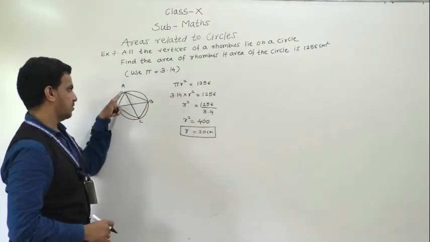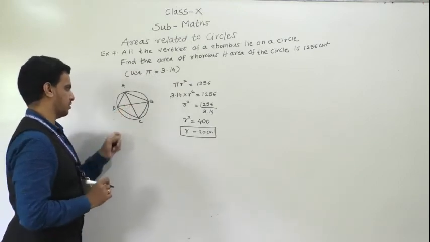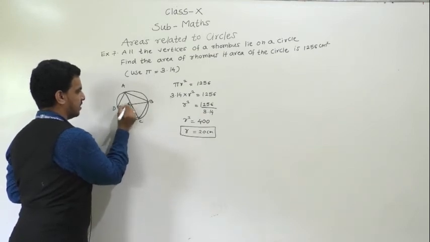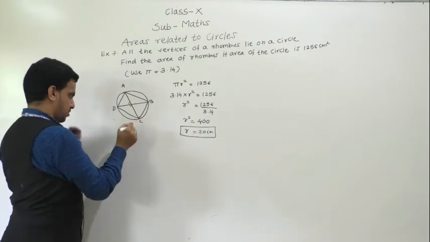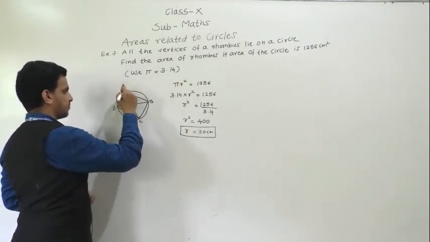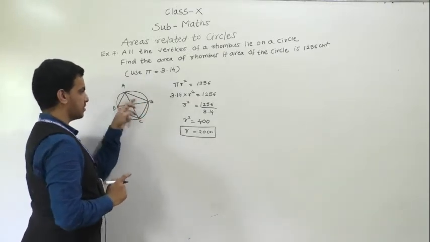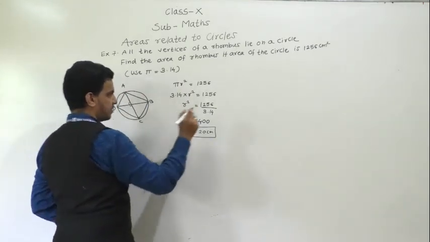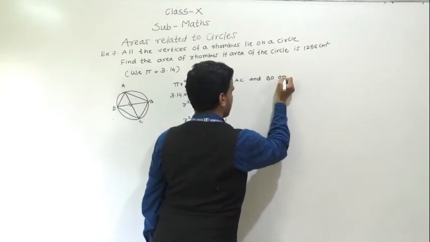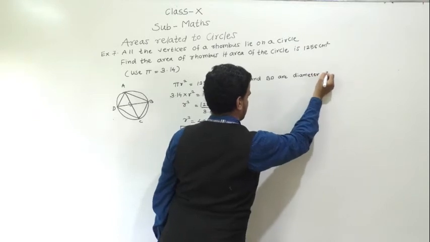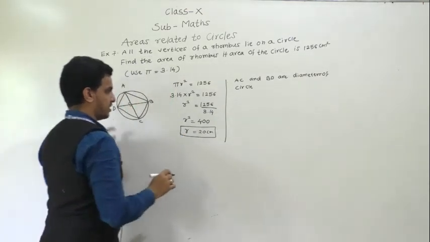Okay, now ABCD is a rhombus and we know that diagonals of a rhombus are perpendicular bisectors of each other. Perpendicular means this angle is 90 degree, this is 90, this is 90 and this is 90. So if this is 90 and this is 90, total angle is 180. Okay, so if this angle is 180, then AC and BD are diameters of the circle. Here first we write AC and BD are diameters of the circle, and which are diagonals of the rhombus also. Okay, so AC and BD are diameters of the circle.